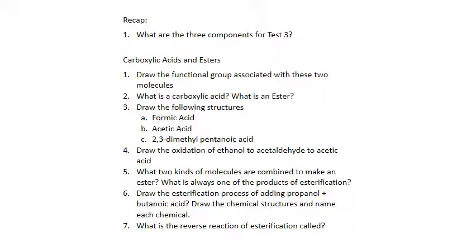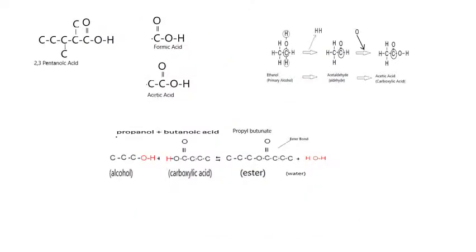So draw the following structures, and they'll be in the next slide. And so will the oxidation of ethanol to acetic acid. And number 5 as well, and number 6, and number 7 is called hydrolysis of an ester. So let's go over those drawings now. So over here, let me get my little pointer thing.